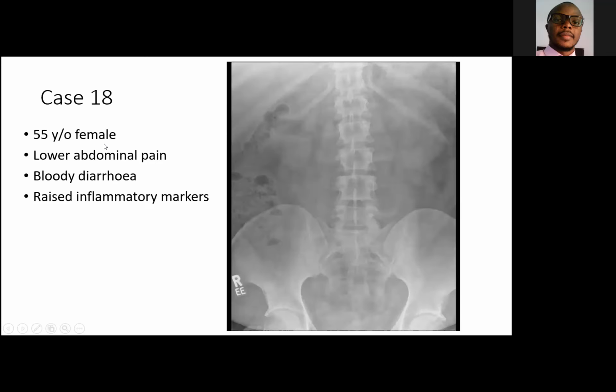Okay, and we move on to the next case. This is case number 18. So case number 18, this is a recent case that we've come across in our department, was a 55-year-old female who had low abdominal pain and a bit of diarrhea and tenderness in the left iliac fossa with raised inflammatory markers. So this was the X-ray abdomen that she had performed on admission. This was performed at 5 o'clock in the morning. Anybody spot anything abnormal in this examination?